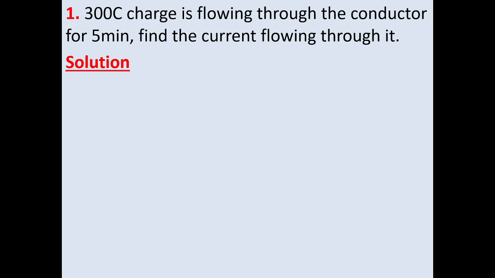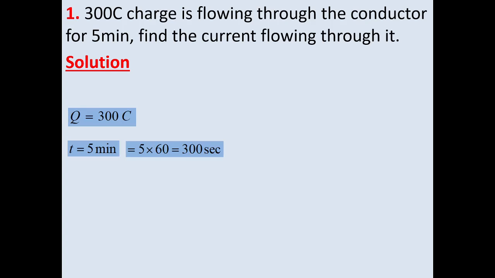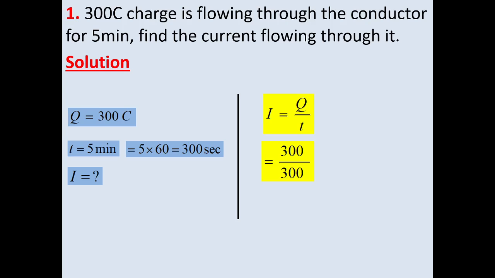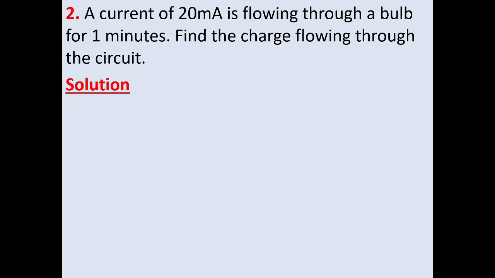So let us have the first problem here. 300 coulomb charge is flowing through a conductor for 5 minutes. We have to find out the current flowing through it. So charge Q is given 300 coulomb. Time is 5 minutes. We have to convert it into seconds. So 5 into 60, that is 300 seconds. We have to find out current I flowing through it. So we use the basic definition for current, that is I is equal to Q upon T. Substituting values, we get I is equal to 1 ampere.